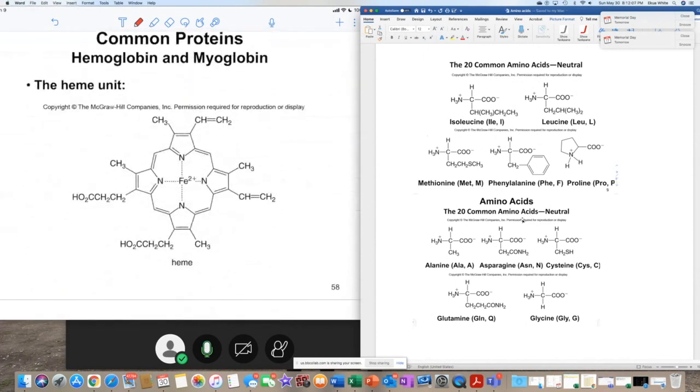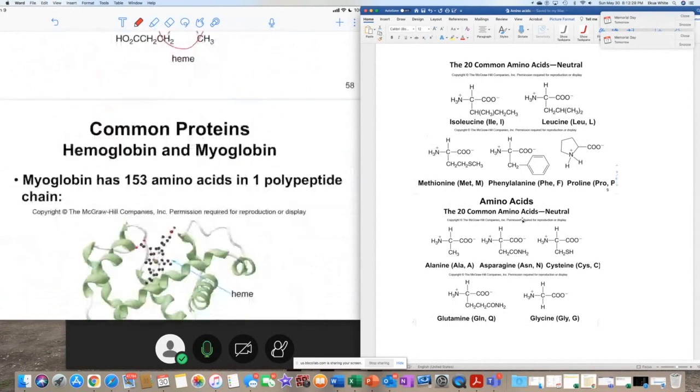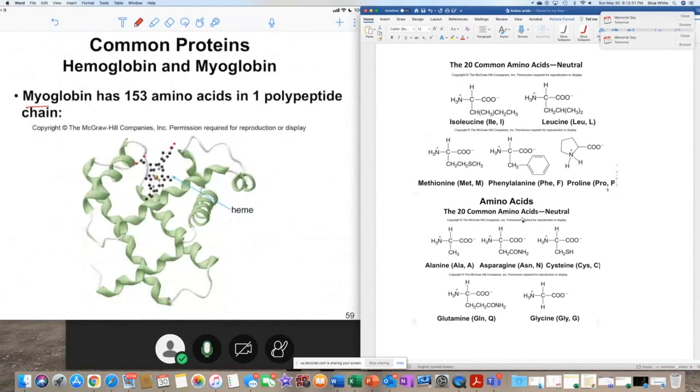So here we're seeing the heme unit. There is the iron right in the middle. So these are your proteins right here: 1, 2, 3, 4, right? So this is your globular protein, where you have groups of protein essentially transporting something or holding on to something. In this case, iron 2 is the iron holding on to these 4 units of protein. Okay, myoglobin has 153 amino acids, and it's one polypeptide chain.